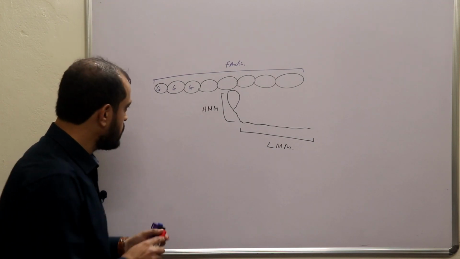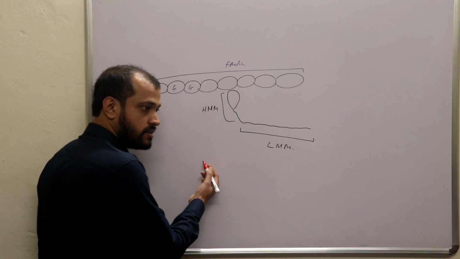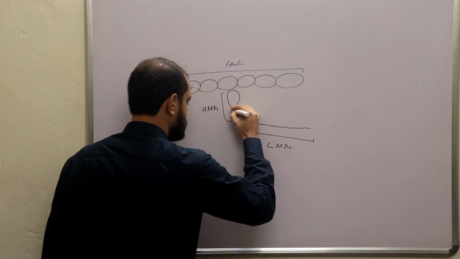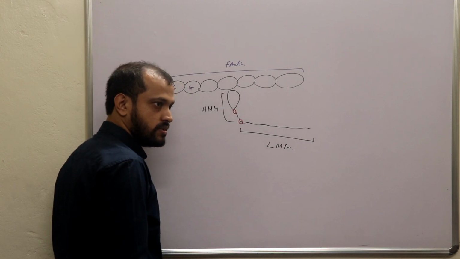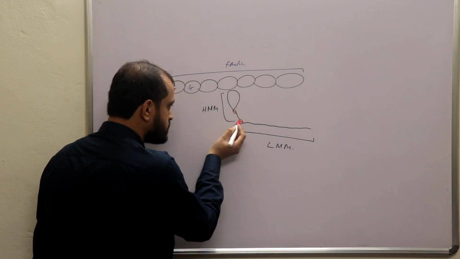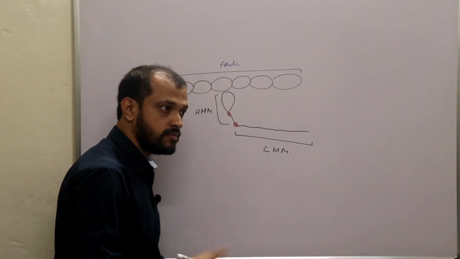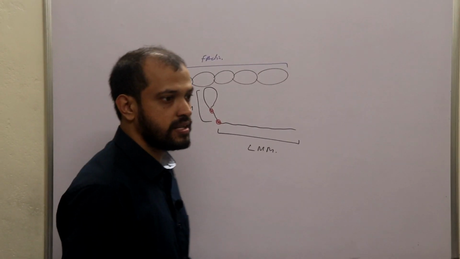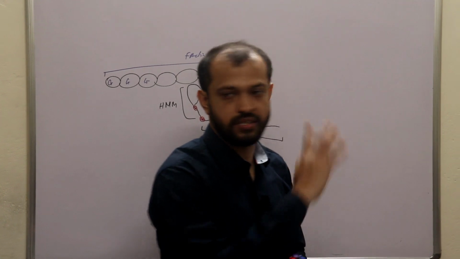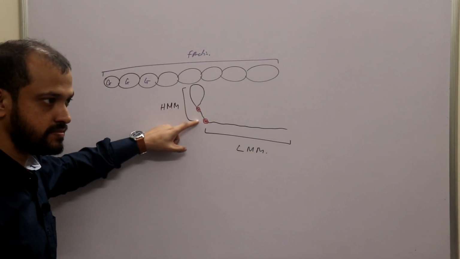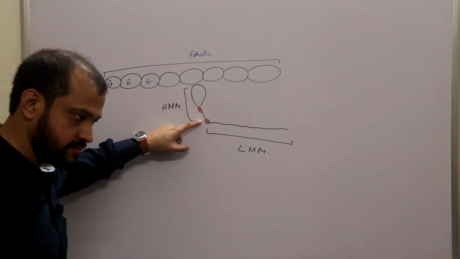Now listen. In the heavy meromyosin part, there are two special portions. One is this, another one is this. Why are these two portions special, do you know? Because these two portions actually move during contraction. That's why specialized amino acids are present here. Clear? Now listen.